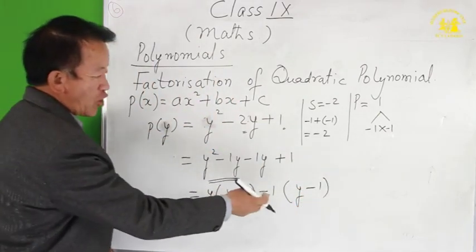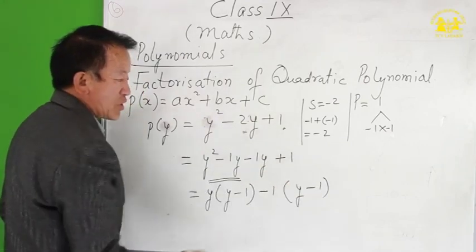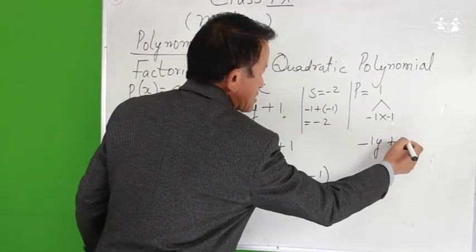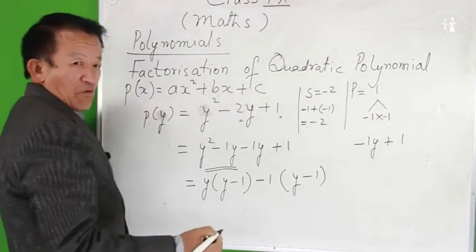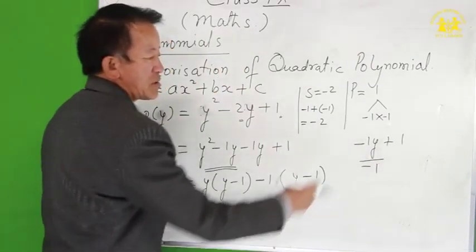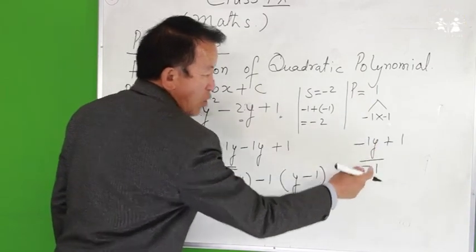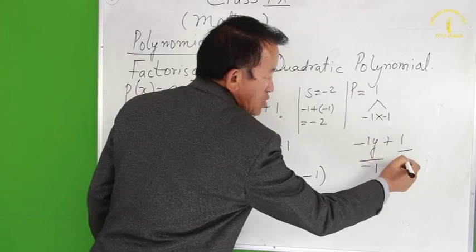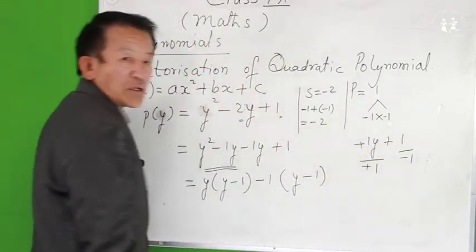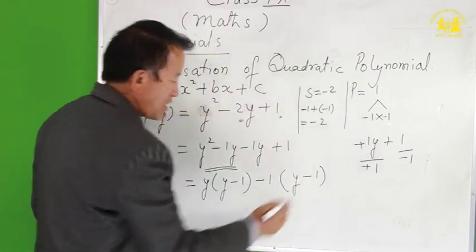Now how do we know the sign of the terms inside the bracket? We can do just like this. Minus 1y plus 1. The factor we have taken out is minus 1. So divide minus 1y by minus 1, plus 1 divided by minus 1. Minus, minus, both the signs will become positive. y divided by 1 is y.